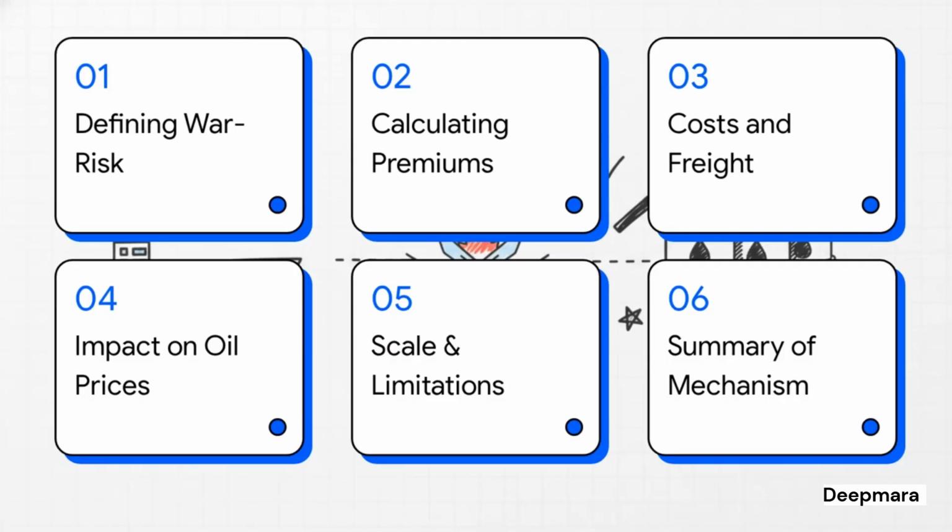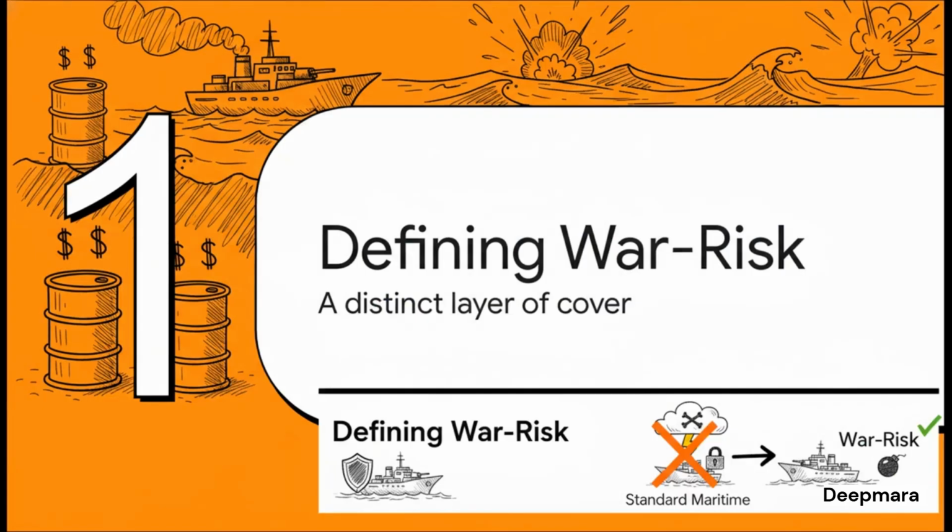In this explainer, we're going to deconstruct the economic mechanism that connects geopolitical risk to the final delivered price of oil. We'll start by defining what war risk insurance actually is, then we'll look at how its costs are calculated, and finally, we'll trace how those costs make their way through the supply chain to ultimately influence the price you see for energy.